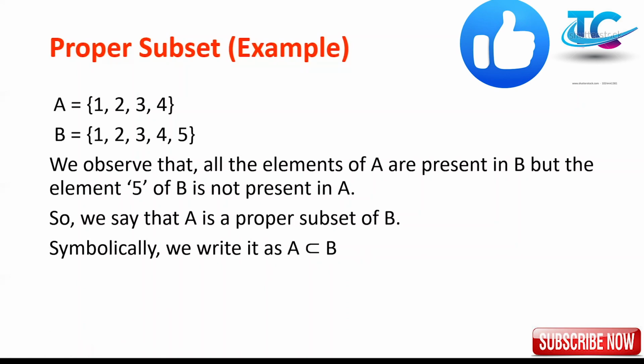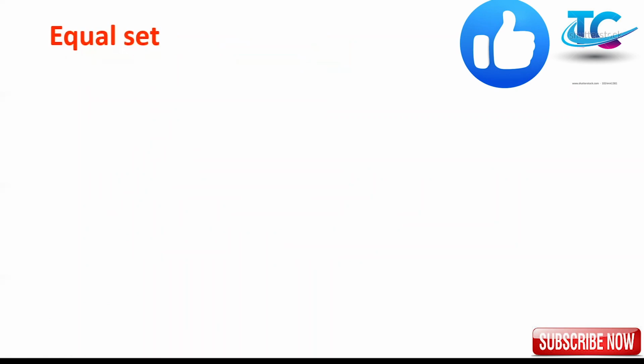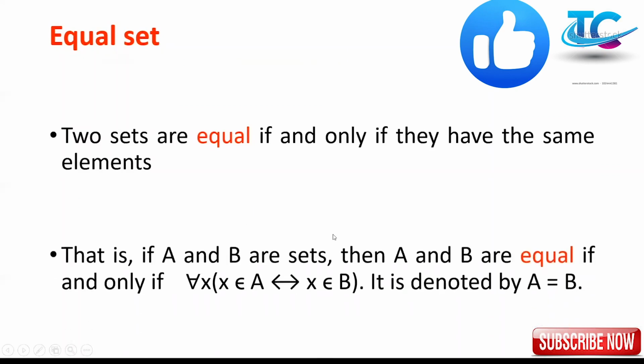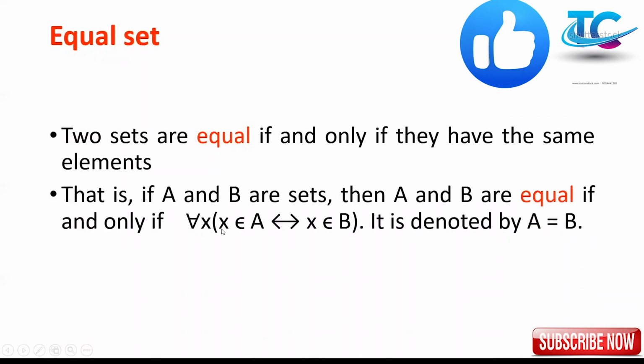So next we have to see equal sets. We can define it like this: two sets are equal if and only if they have the same elements. Symbolically, for all x, if x belongs to A, it implies x belongs to B also, and vice versa also is satisfied. Like if x belongs to B, then it also belongs to A. If this condition is satisfied, then we can say the sets are equal, and it is represented by A equals B.